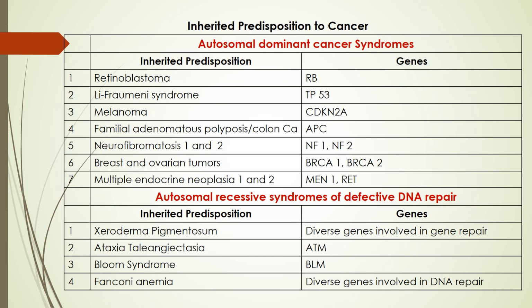Now coming to autosomal recessive syndromes of defective DNA repair, there is inherited predisposition to a condition called xeroderma pigmentosum. There are diverse genes involved in gene repair, and abnormalities of these genes cause xeroderma pigmentosum. Ataxia telangiectasia is an autosomal recessive syndrome due to defective DNA repair, and the gene which becomes abnormal is ATM. And number three is Bloom syndrome and Fanconi's anemia, and you can see the names of the genes which have been transmitted from the parents to the patient.